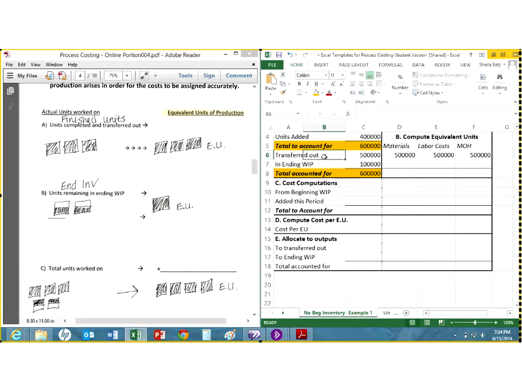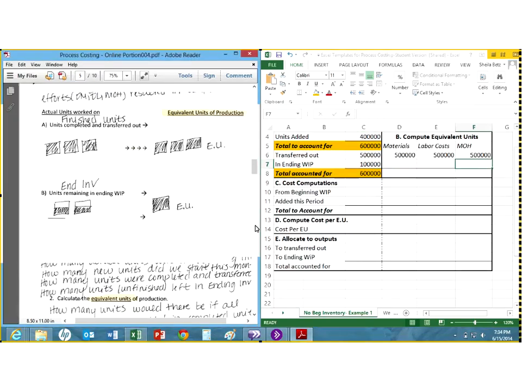So when we're looking at units transferred out, these are completed, so the number is always going to be the same across the board. It's ending inventory that gets tricky because ending inventory is not finished. We're dealing with this part right here in B. So we have to turn these partially finished units into completed units for materials, labor cost, and overhead cost.